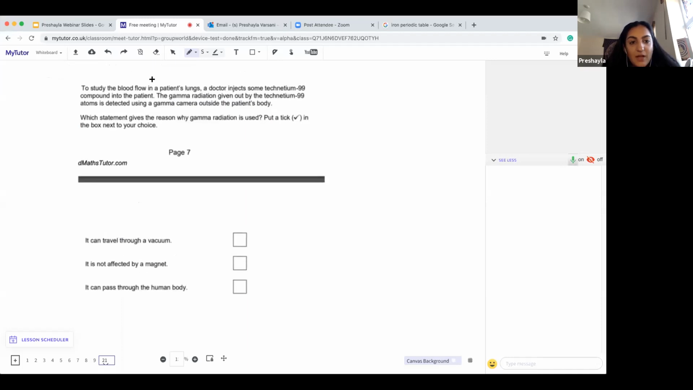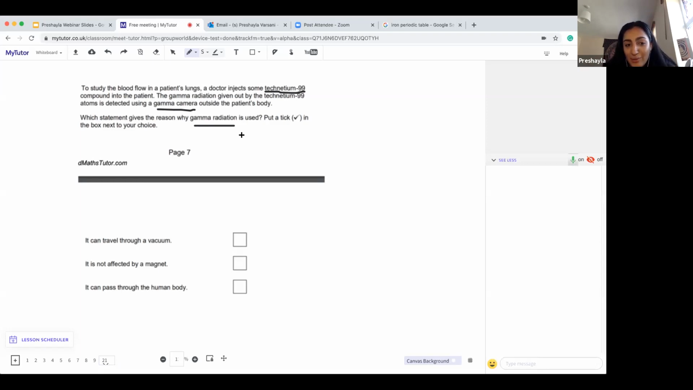Okay, to study the blood flow in a patient's lungs, a doctor injects some, I don't know how to say that word, technetium, okay, whatever, technetium 99 compound into the patient. The gamma radiation given out by the, I'm just going to call it T99 atoms, is detected using a gamma camera outside the patient's body. So this question is all about using a gamma camera after having injected some radioactive source. Which statement gives the reason why gamma radiation is used? So why don't we use alpha or beta in gamma cameras? What's the reason?